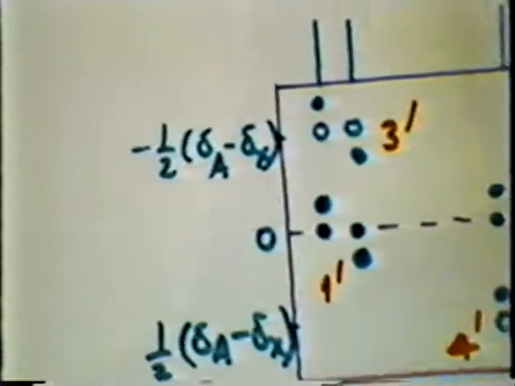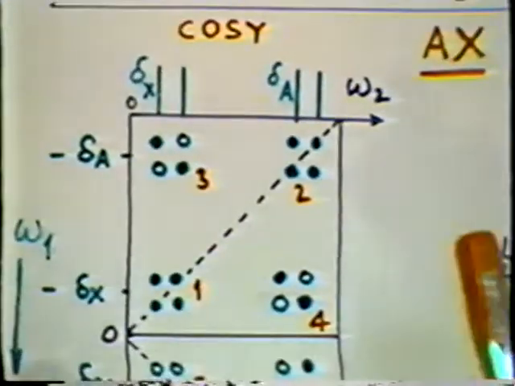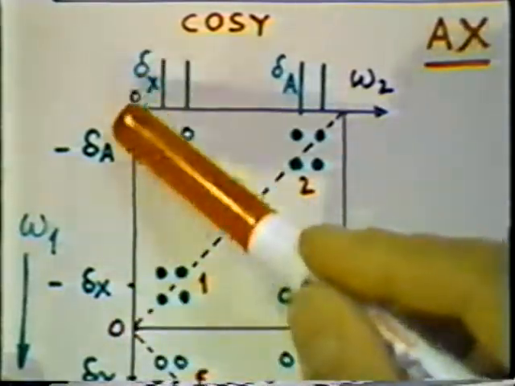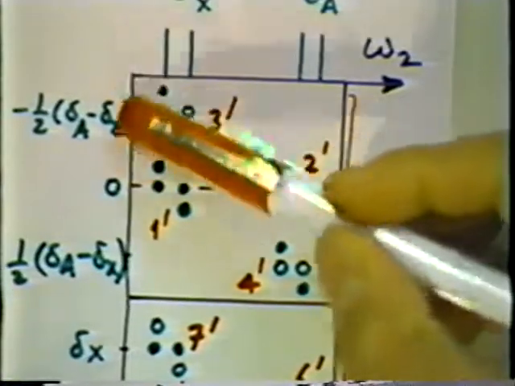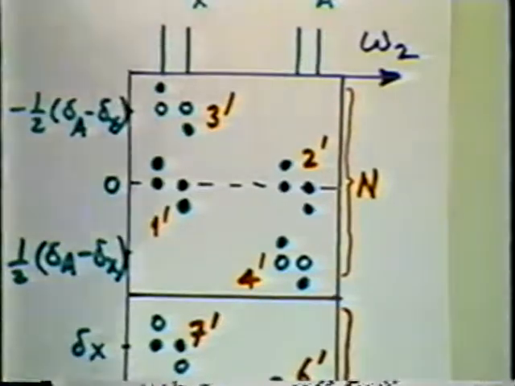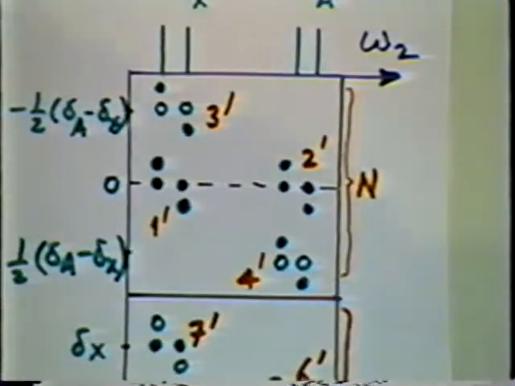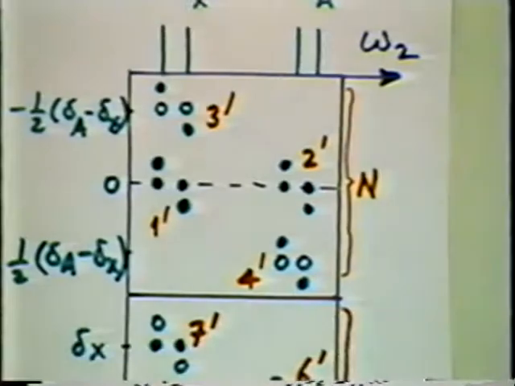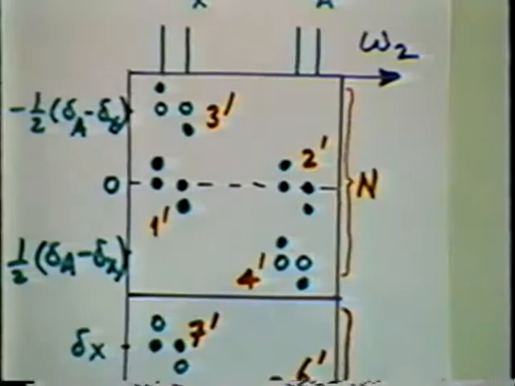The advantage is then that, as you notice, for COSY we needed a full chemical shift range here in the omega 1 direction, while for SECSY, we need only half of that range. And that is the basic advantage of spin-echo correlated spectroscopy. We need only half the range in the omega 1 direction, and we can save some computer space.